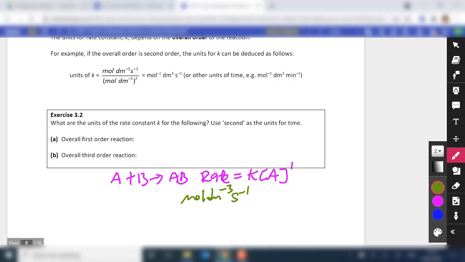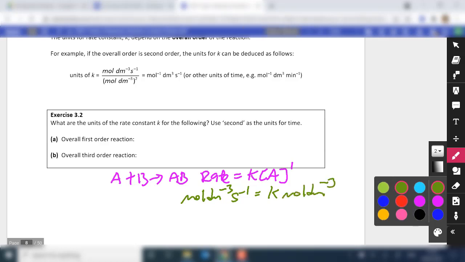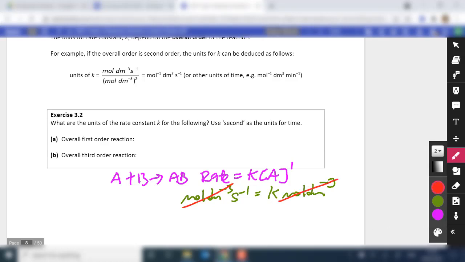Then what about the units for concentration? It's probably moles per dm cubed. You notice that moles per dm cubed gets cancelled on both sides. So therefore, the units for rate is per second.